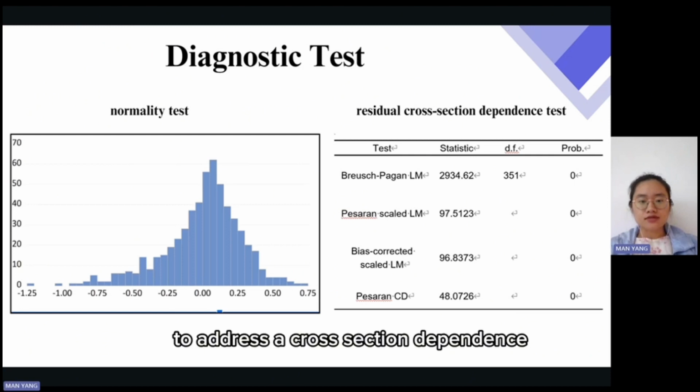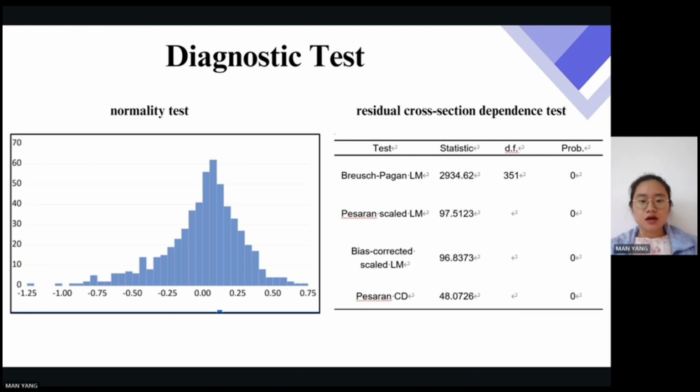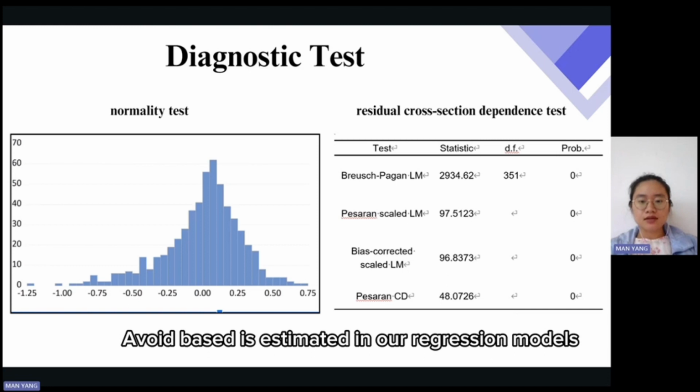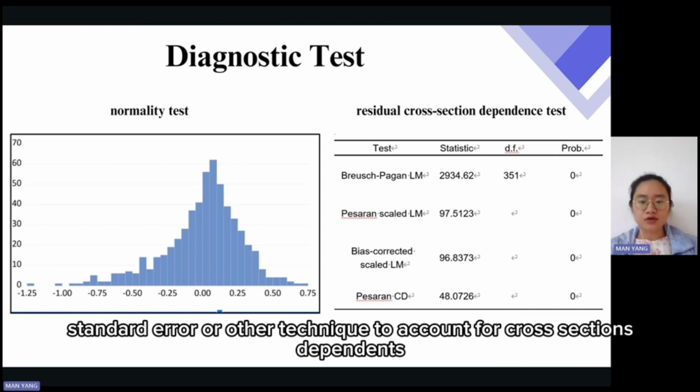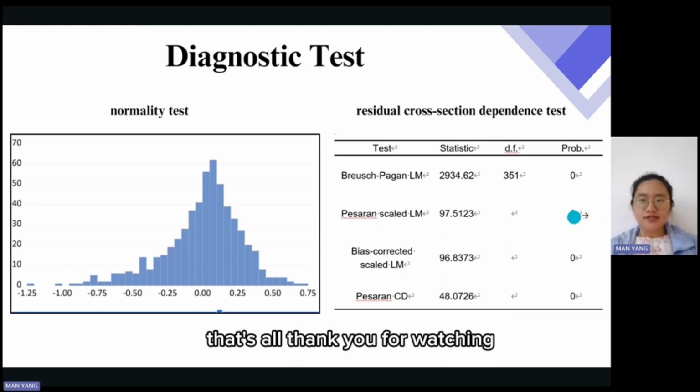Solutions to address cross-section dependence include robust standard errors in our regression models. In conclusion, our diagnostic tests highlight the need for robust standard errors or other techniques to account for cross-sectional dependence. That's all. Thank you.